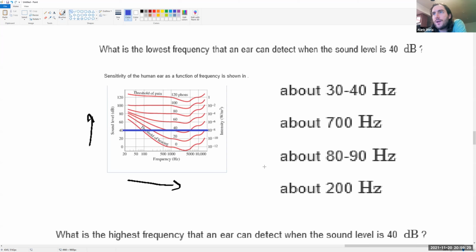What is the lowest frequency that we can hear? We have some choices. 30 to 40 hertz, about 700 hertz, about 80 to 90 hertz, about 200 hertz. Well, where does the line cross the threshold of hearing? Wherever the line crosses the threshold of hearing, that means we can barely hear it. That's what threshold of hearing means. So what would you guys say for the frequency that we could hear at 40 decibels? What's the lowest frequency? So here's 100. There's 100 right there.